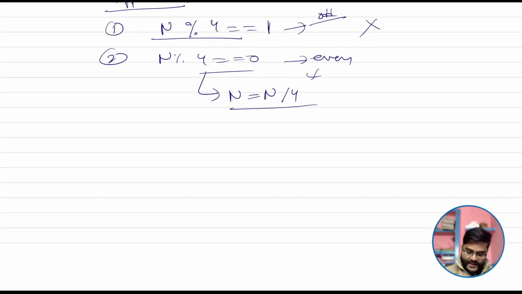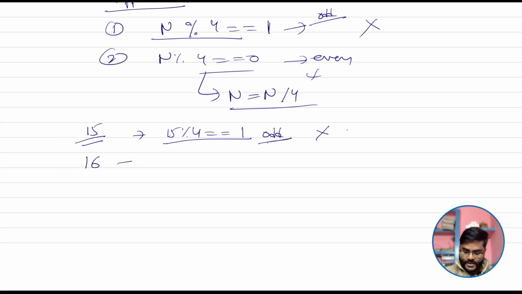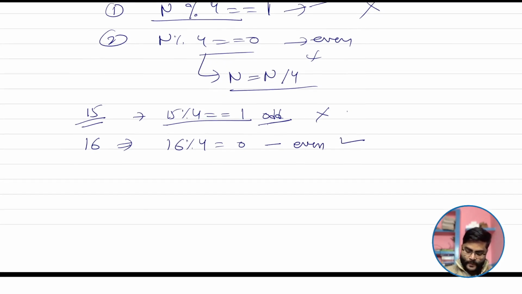Let's say I take 15. 15 mod 4 equals 1. It means it is odd, and odd cannot be a power of 4, so I can simply return. Now I will take 16. 16 mod 4 is 0, which means it is even, so check further. First divide the number by 4. 16 divided by 4, my number will be 4.